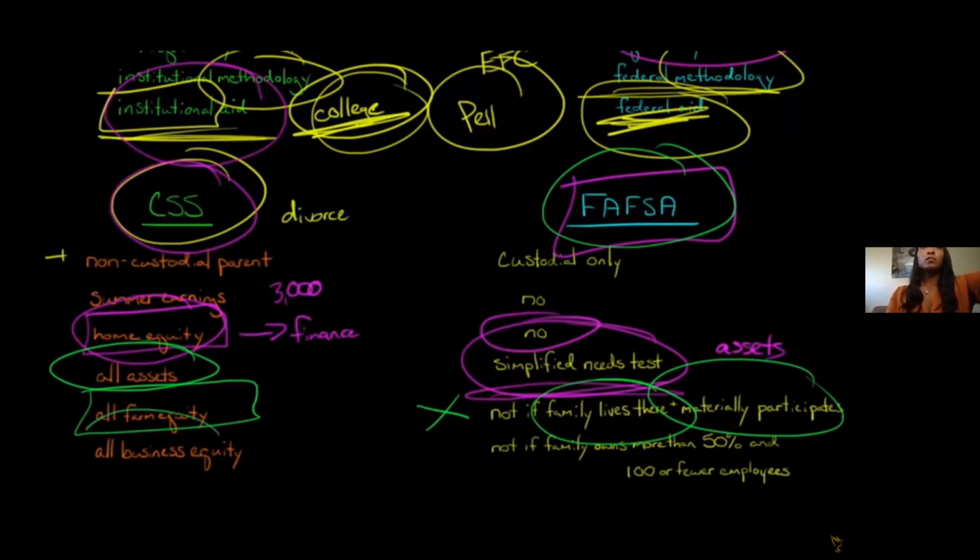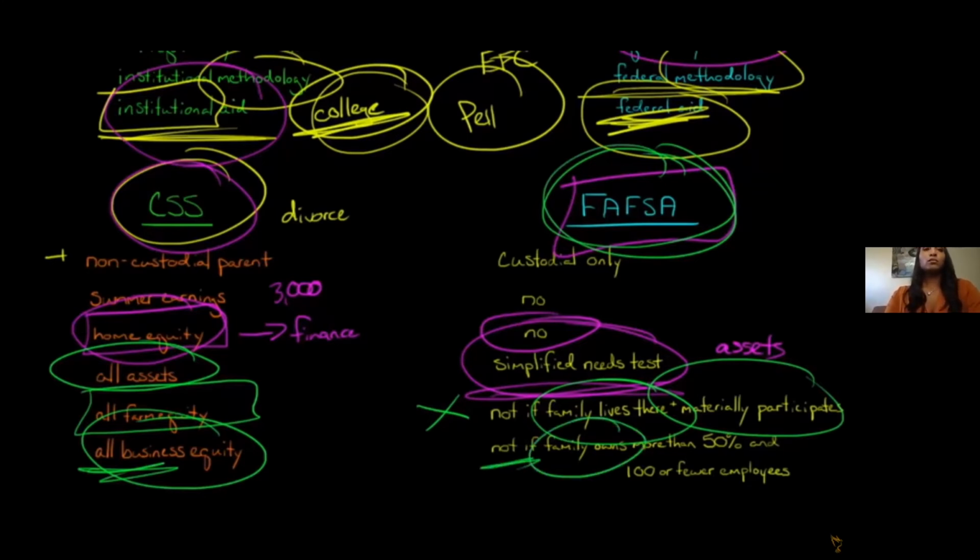Now, business equity. So let's say one of your parents owns a business, the CSS is going to look at all business equity. They're going to take that all into consideration. The FAFSA, again, is going to be more lenient. It's not going to look at business equity if it's a family-owned business, the family owns more than 50% of the business, and the business has 100 or fewer employees.